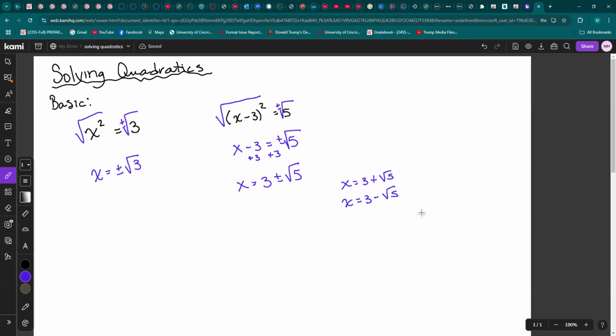So that's basic solving quadratic equations. If there is only one variable, it is all by itself, and I can get rid of that squared.